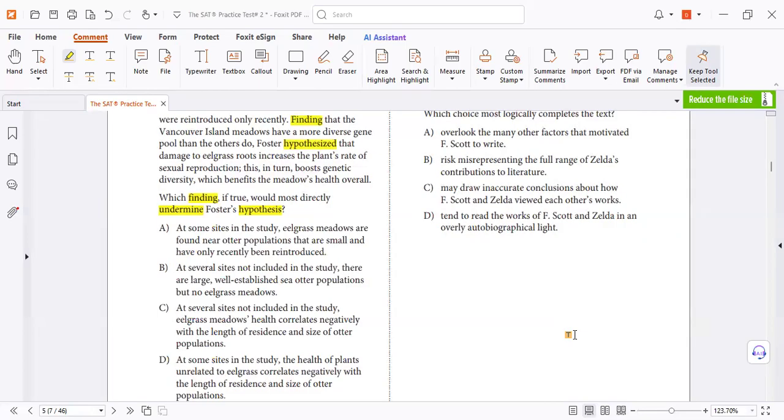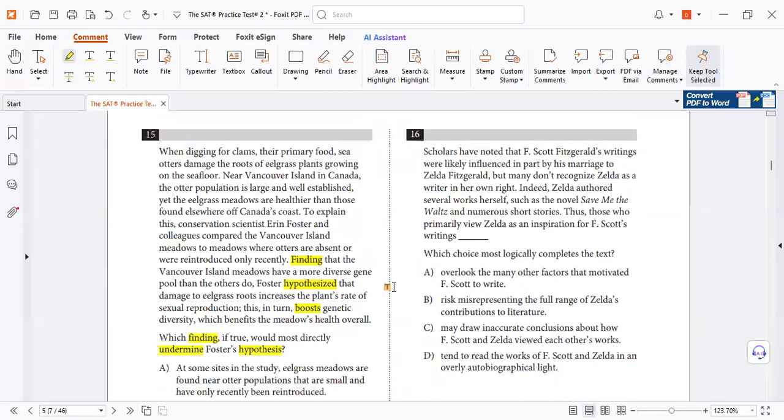Letter C. Letter C is the opposite. Yes, it correlates negatively. So opposite, correct. So remember, sometimes they write here weakened. Combine this way. And now complete.